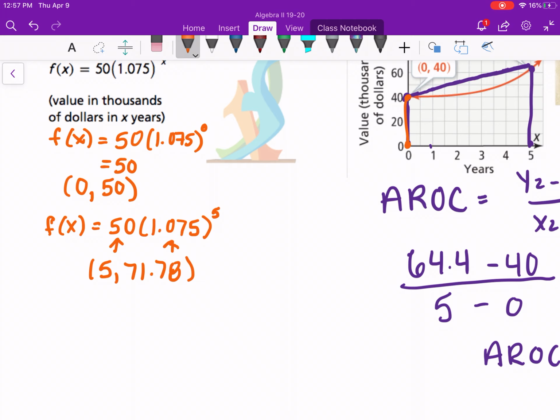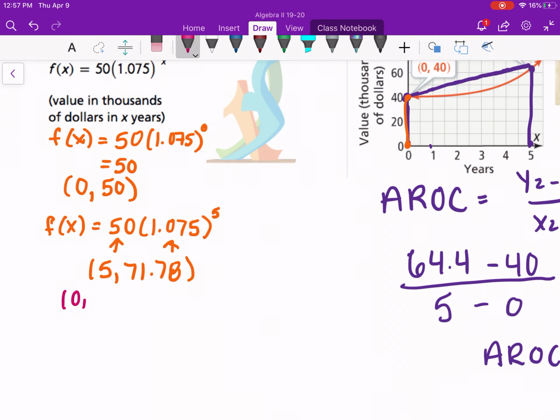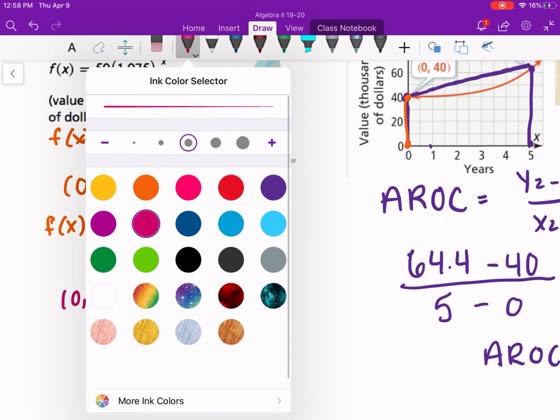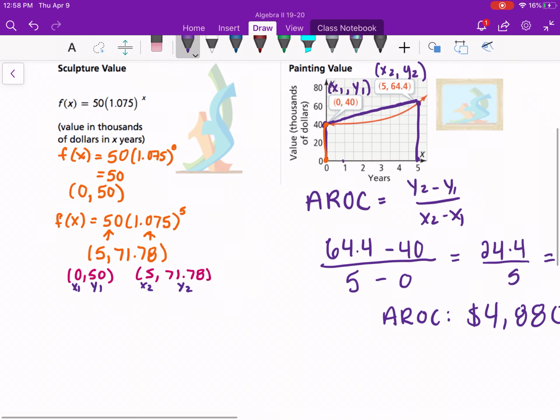And so now that we've got our 2 ordered pairs, I'll change the color. Now that we've got 0, 50 and 5, 71.78. Now we have our y1s, y2s, our x1s, our x2s. And we can go ahead and do slope formula. So the only difference is here we were given the coordinates, and here we had to make them ourselves. Okay? So when I plug in 0, I get out 50. When I plug in 5, I get out 71.78.